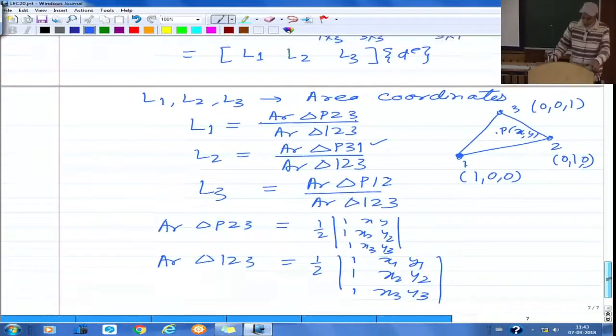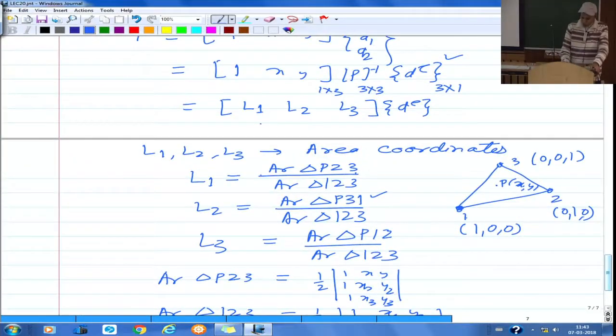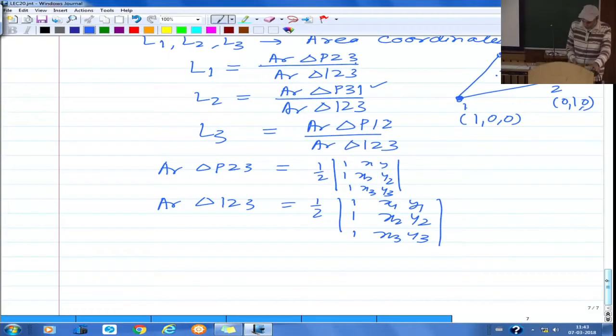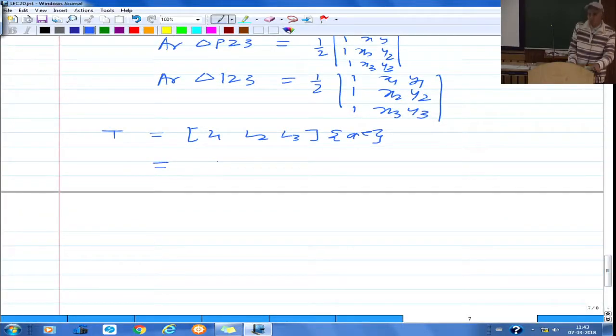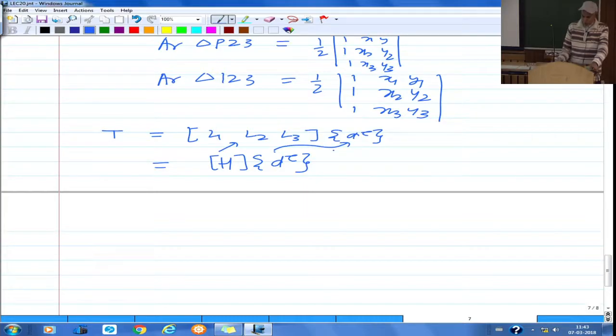About the interpolation functions which we are using as area coordinates here, and of course this is your expression for T. So finally whatever we have got as T is now in terms of these shape functions L1, L2, L3, and this side you have your d^e, and as usual we write this as interpolation matrix. So H into d^e, that is our standard notation. This is H, and d of course is the same d, T1, T2, T3.